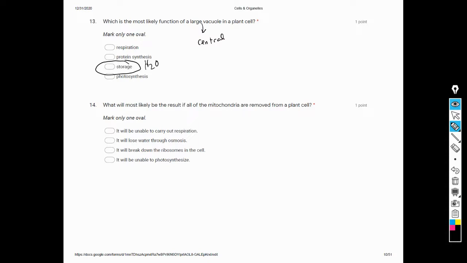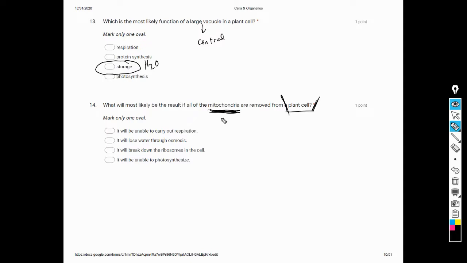Number 14, what will most likely be the result if all the mitochondria are removed from a plant cell? So here we've got to be pretty careful because they threw in plant cell terminology. A lot of folks focus in on that since it's the last thing they read. But we can't really do that, because it's asking what would happen to a plant cell or an animal cell or any cell if the mitochondria are removed.